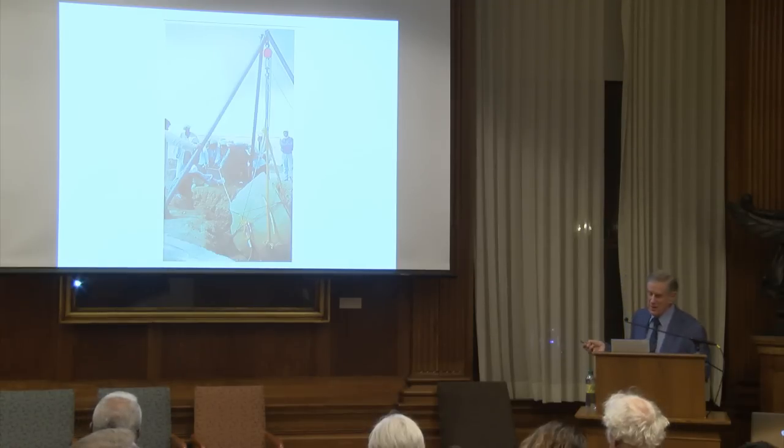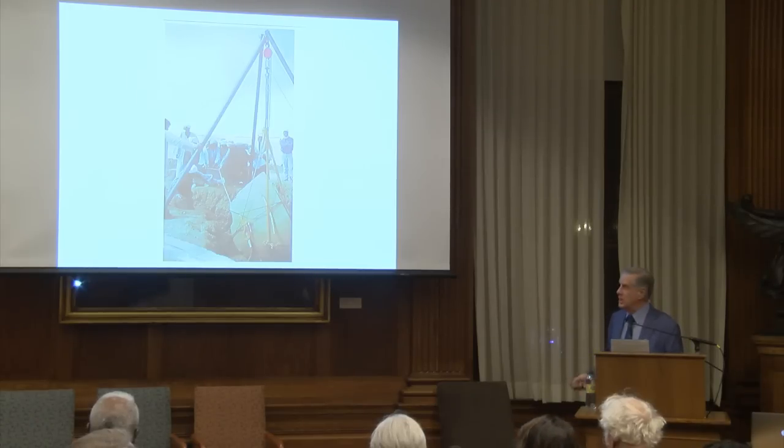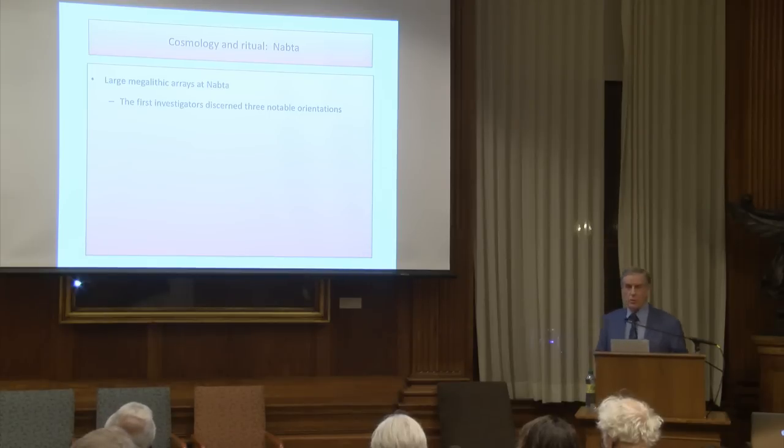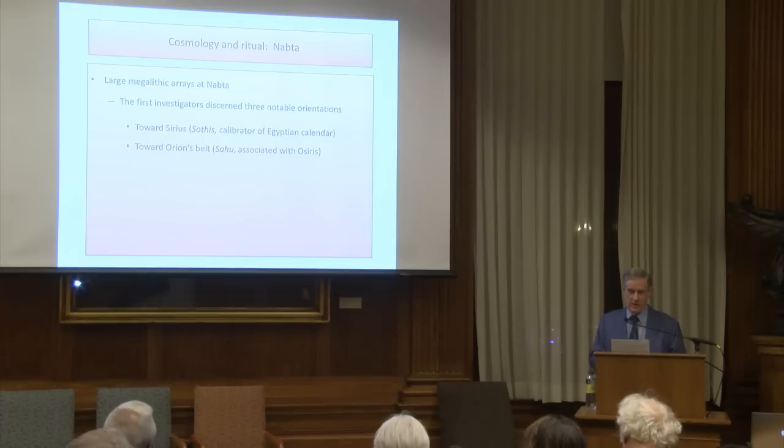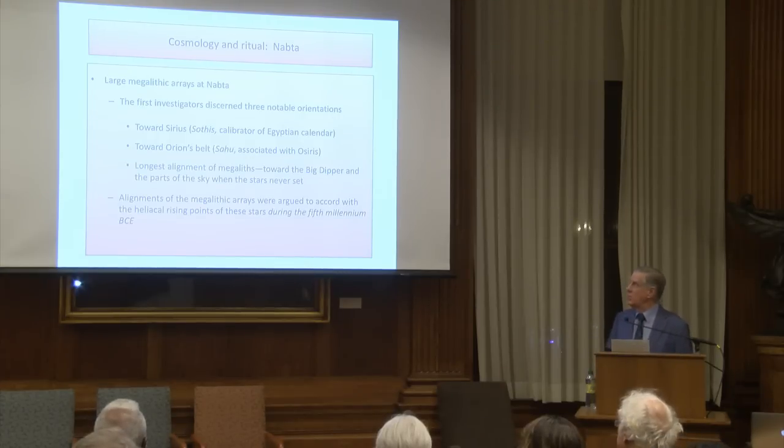Now, the initial studies of the Nabta megaliths by my friend Fred Wendorf, and particularly the scholar who was involved in doing the interpretation, J. McKim Malville, argued that there were three primary megalithic alignments. There's a possibility now of one or two more. Two of the arrays lined up with the heliacal rising point of Sirius, and the heliacal rising point of the belt of Orion, maybe particularly, if McKim Malville was right, the middle star of the belt. And the third and longest array pointed toward the Big Dipper, toward the north sky, the parts of the sky where the stars never set.